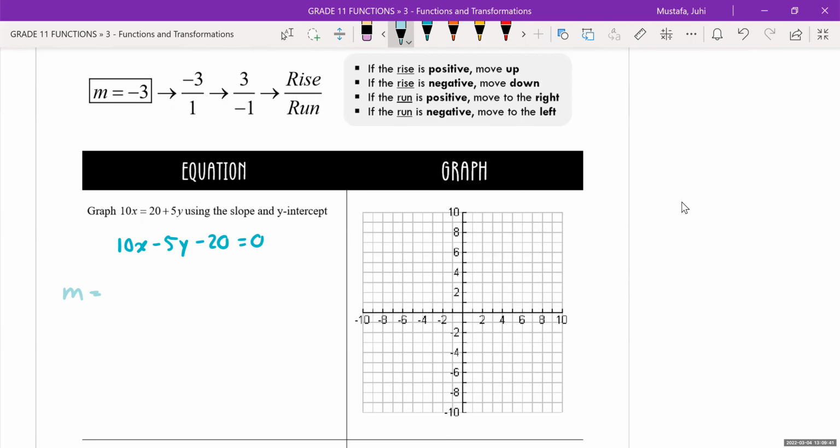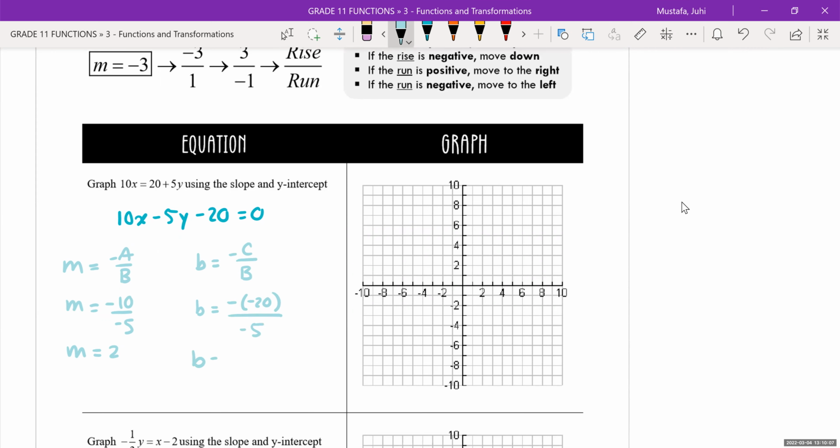My slope is negative a over b. And my y-intercept is negative c over b. And what that means is that coordinate is going to be, for the y-intercept, you let x equal to 0. So that coordinate is 0, comma, negative 4.